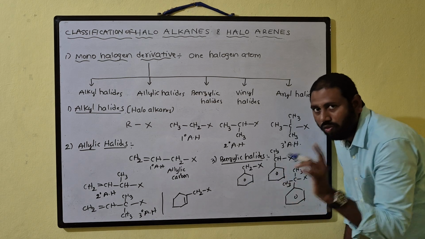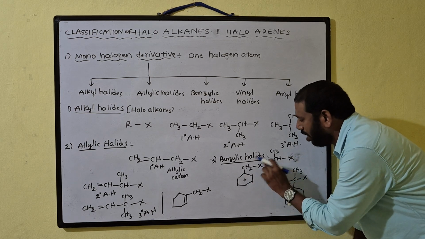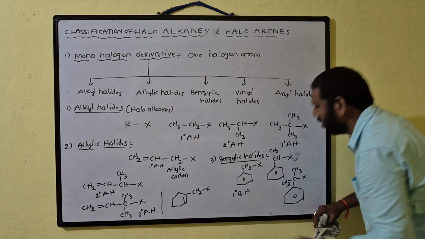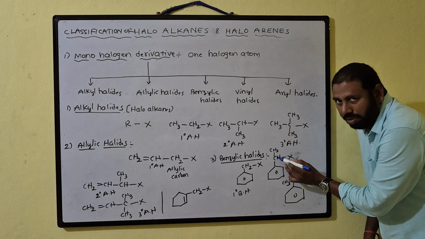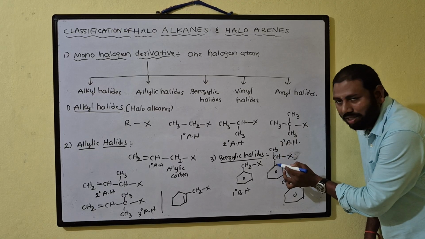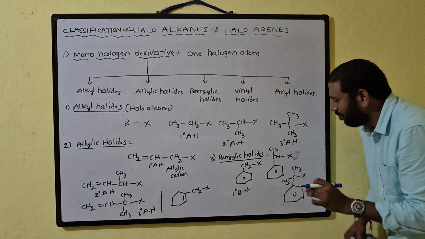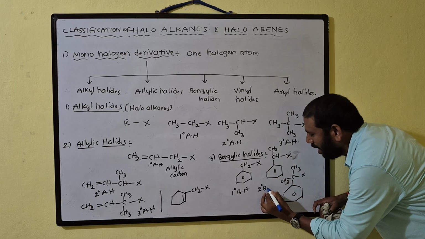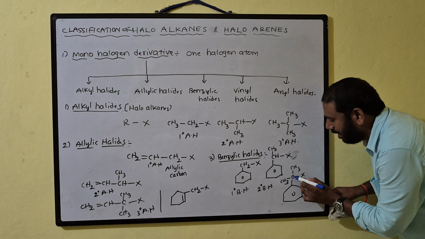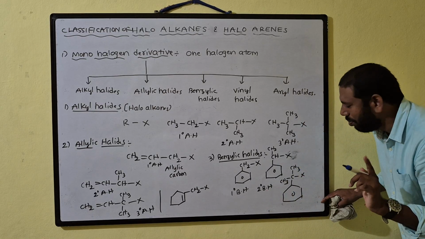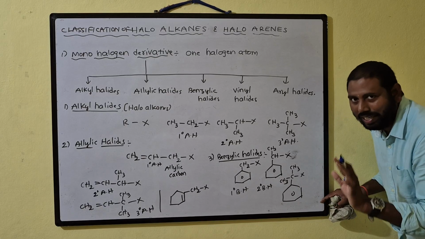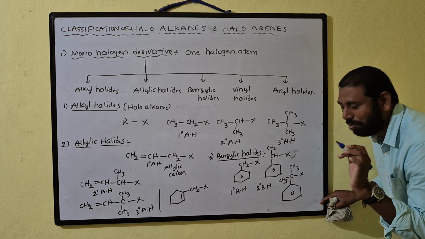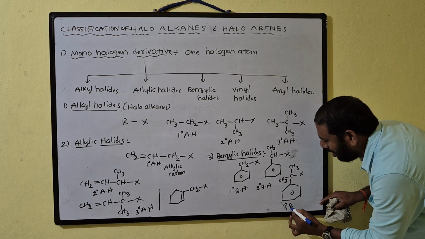This carbon is attached to only one carbon, so it is a 1 degree carbon, and halogen directly attached to a 1 degree benzylic carbon is a 1 degree benzylic halide. Here this carbon is benzylic carbon, directly attached to two carbons, so it is a 2 degree carbon. Halogen directly attached to a 2 degree benzylic carbon is a 2 degree benzylic halide. Here this carbon is directly attached to 3 carbons, so it is a 3 degree carbon. Halogen directly attached to a 3 degree benzylic carbon is a 3 degree benzylic halide.